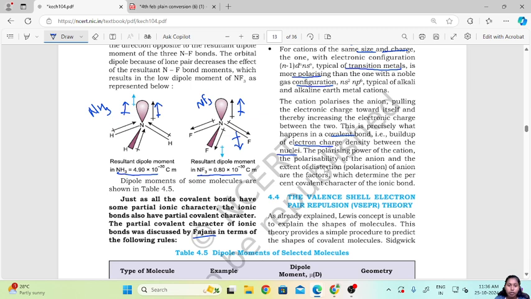Now the polarizing power of the cation, the polarizability of an anion, and the extent of distortion, that is polarization of the anion, are the factors which determine the percent covalent character of an ionic bond. Who determines the covalent character of the ionic bond? It is basically the polarizing power of the cation, how powerful the cation is to polarize, and the polarizability of the anion, how weak the anion is to get polarized, and the extent of polarization of the anion, which determine the covalent character of an ionic bond.